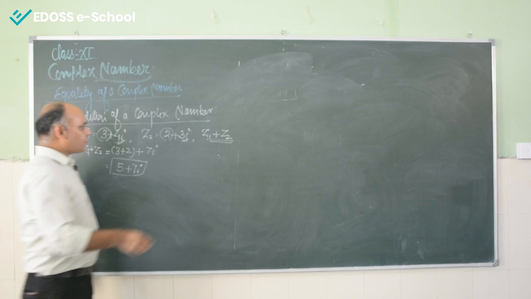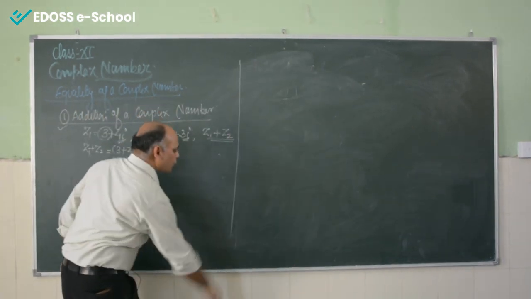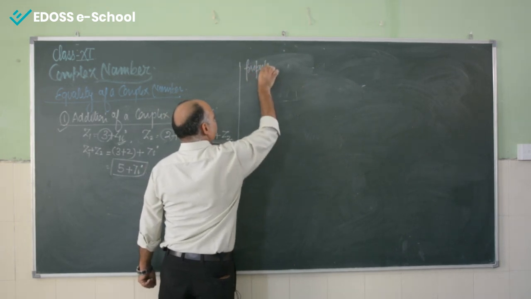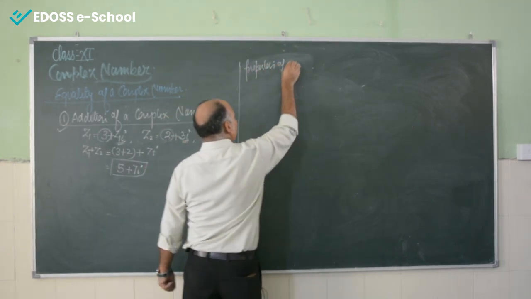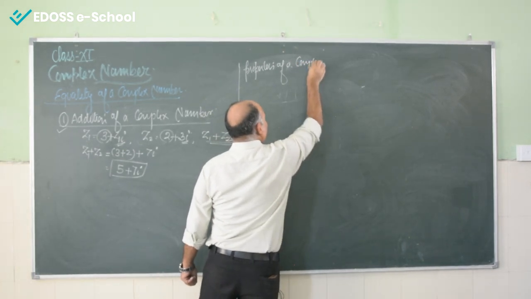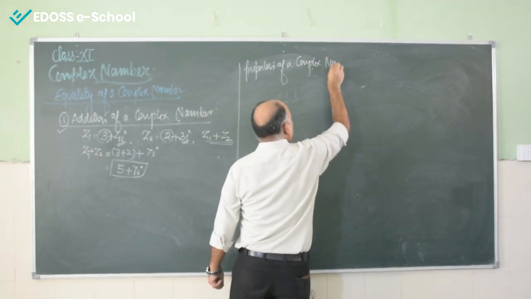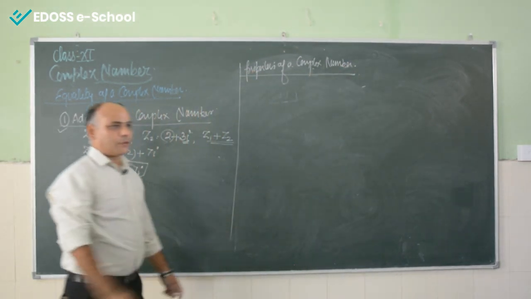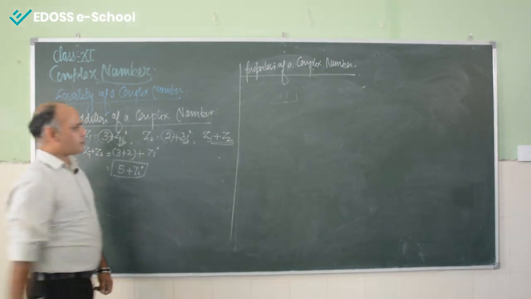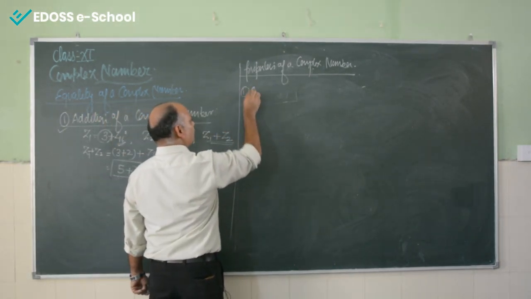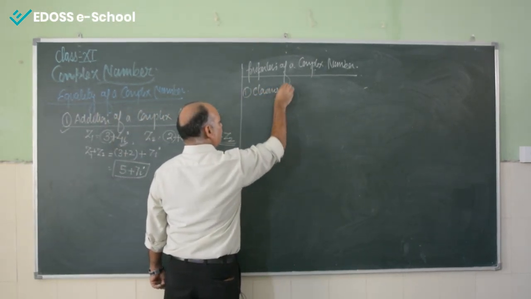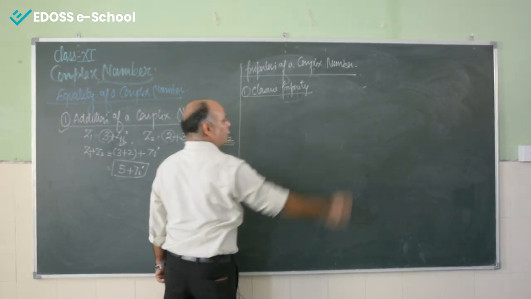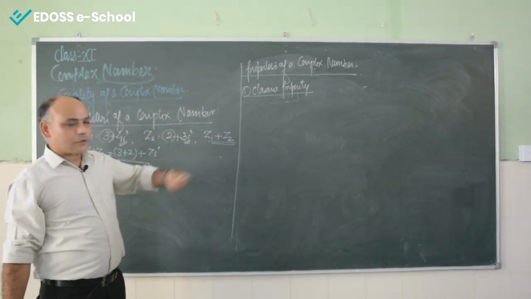Now, secondly, there are some properties of addition. Now we will go for the properties of complex numbers. These are very important topics. The first property is the closure property. Closure property: in your junior classes you have studied the closure property.